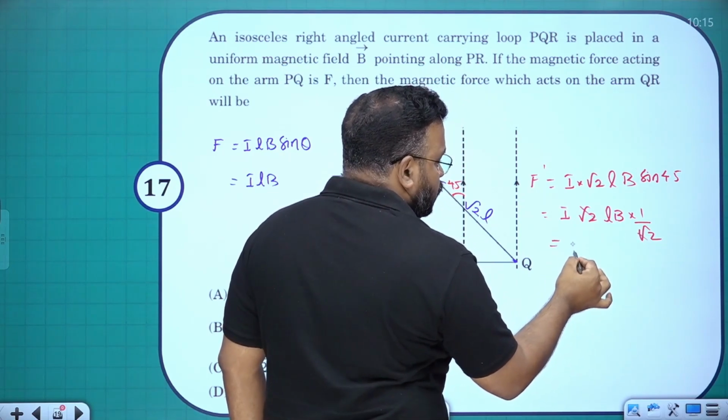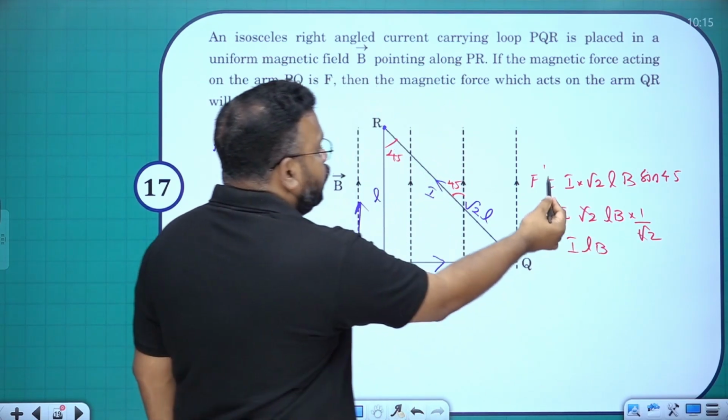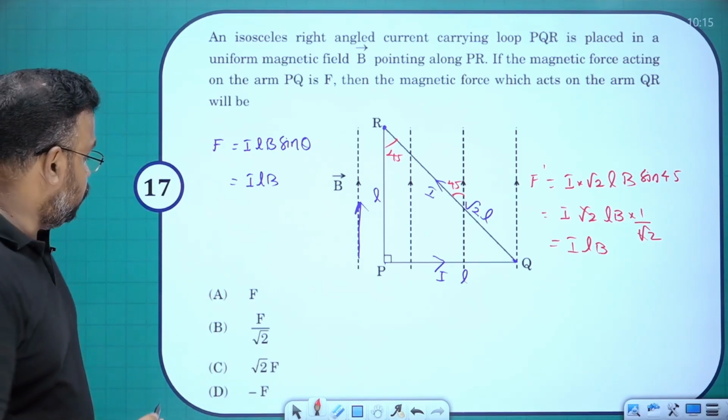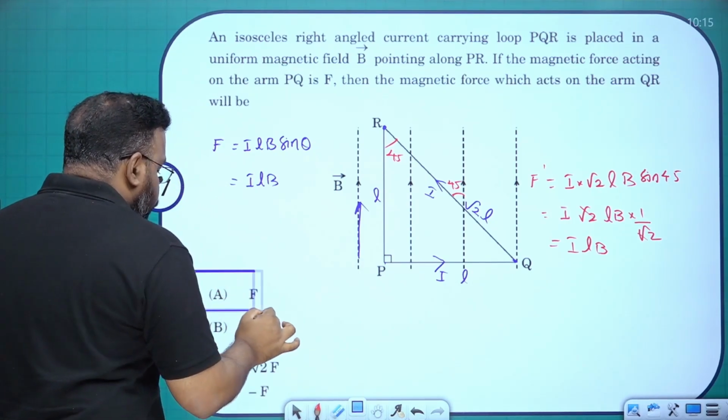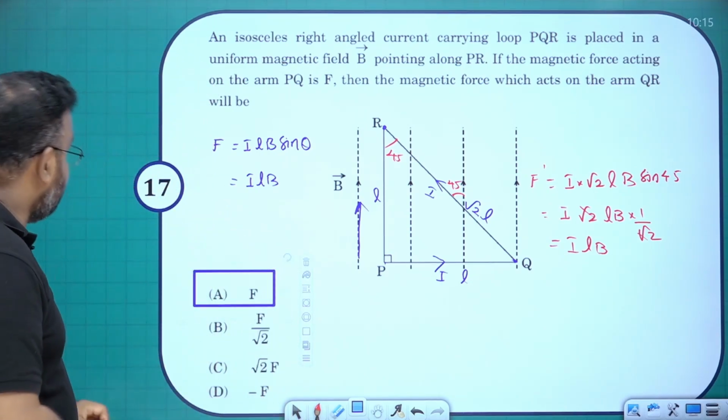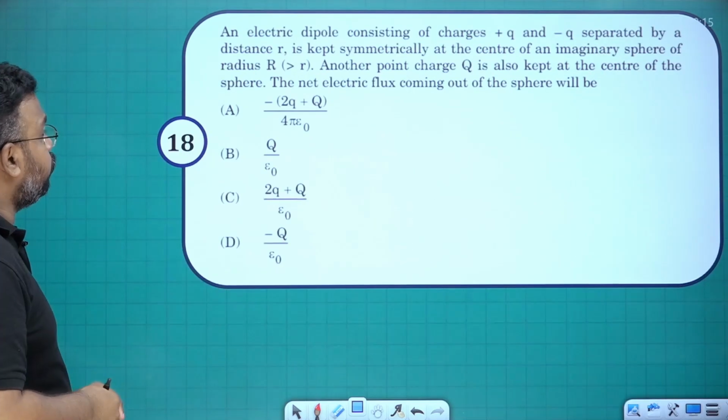Root 2 cancelled. What is the result? ILB. What is ILB? It is F itself, no? So F dash is equal to F only. There is no change in the force. The force remains F. Clear? Yes. Next question, number 18.